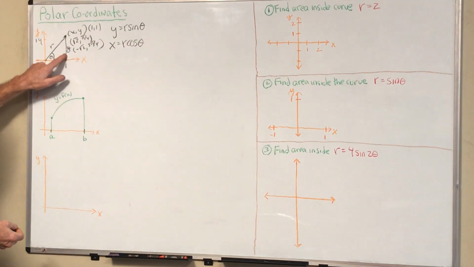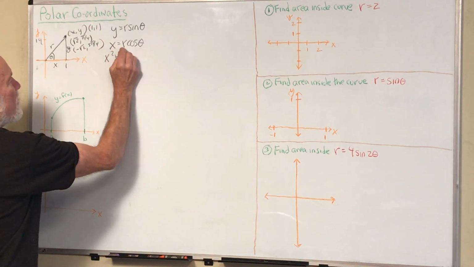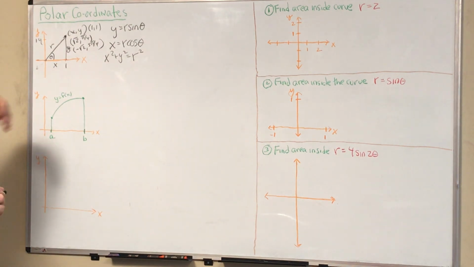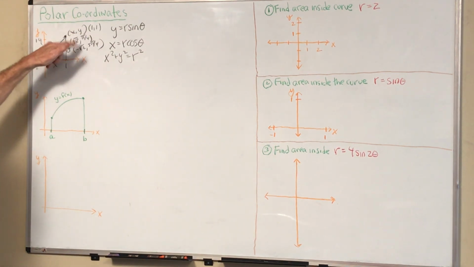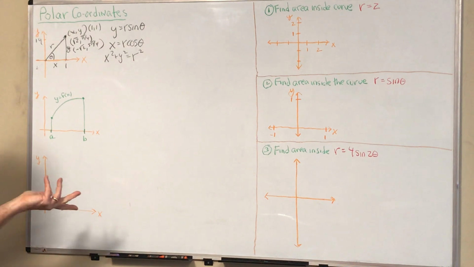And we see, since the Pythagorean theorem holds, that x squared plus y squared equals r squared. So not only can you get points represented in polar, but you can write polar equations for figures. And some of them are efficient and some of them aren't.